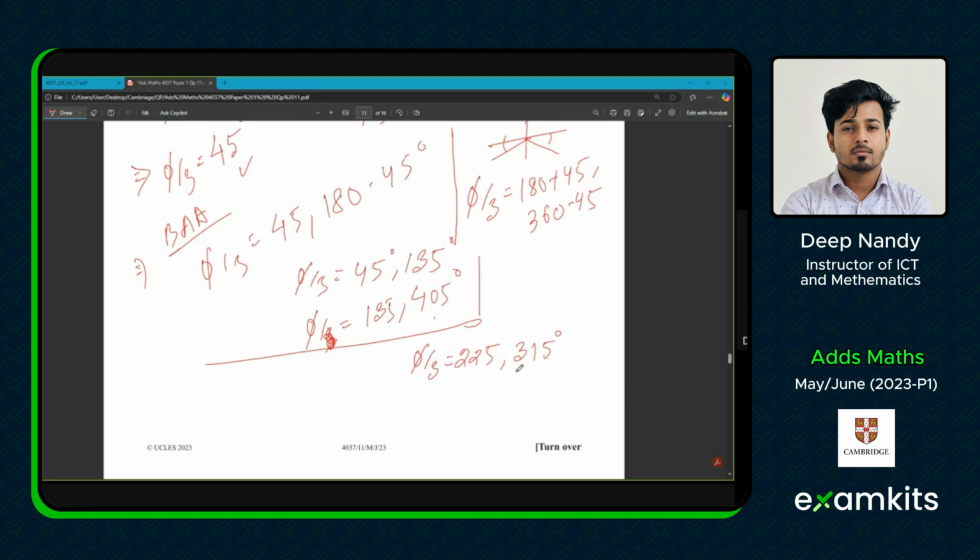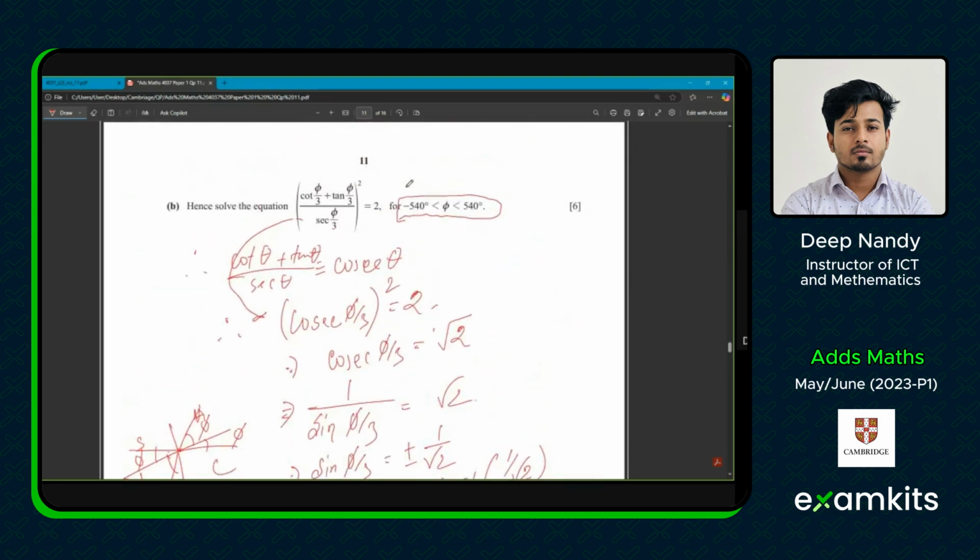So 225 into 3 equals 675. We can see that if we multiply these values times 3, the value is out of range, but we have been told to find the values from minus 540 to positive 540. As it's an inverse graph of sec or sine, we can see that the graph crosses these points, so the positive points will have the same points as the negative points.